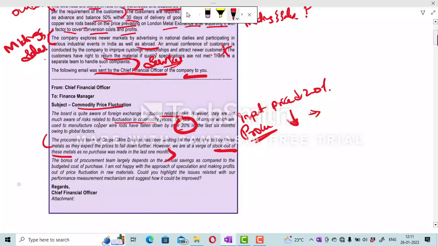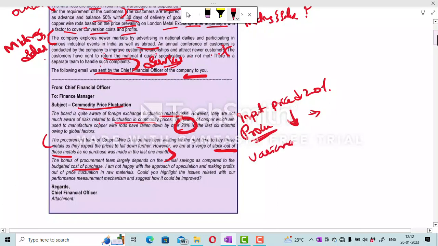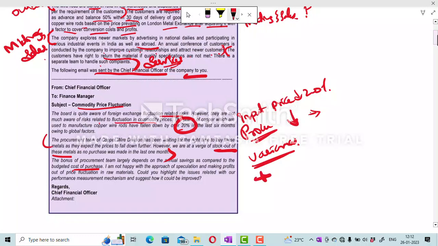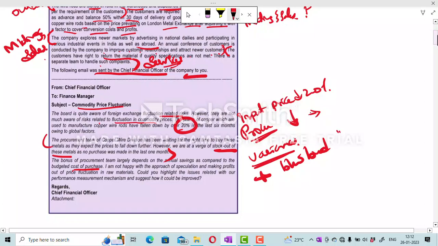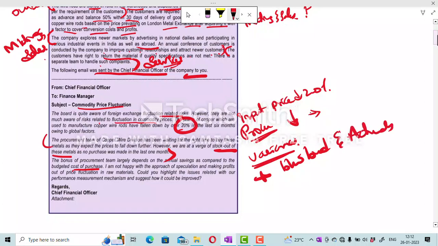Okay. The bonus of the procurement team largely depends on annual savings as compared to the budgeted cost of purchase, meaning variances. After finding the variances, if there is a positive variance between the budget and actuals, they will get a bonus. Okay, for this purpose they are waiting for a 20% reduction in the price of the inputs. This is not the correct method. I am not happy with the approach of speculation and making profits out of the price fluctuation in raw materials.